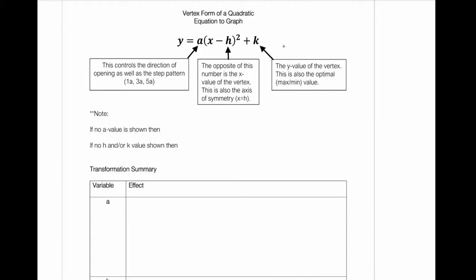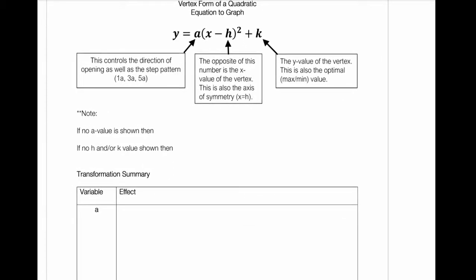And then k, the last value, is the y value of the vertex. This is also known as the optimal, or max or min value, and the max or min depends on the direction of the opening. One thing to note, if there is no a value shown, then a is equal to 1. Because a is being multiplied, if I don't see an actual number multiplied out front, the only number that I don't have to show when I multiply is 1. So if I don't see a value, then I assume it's 1.